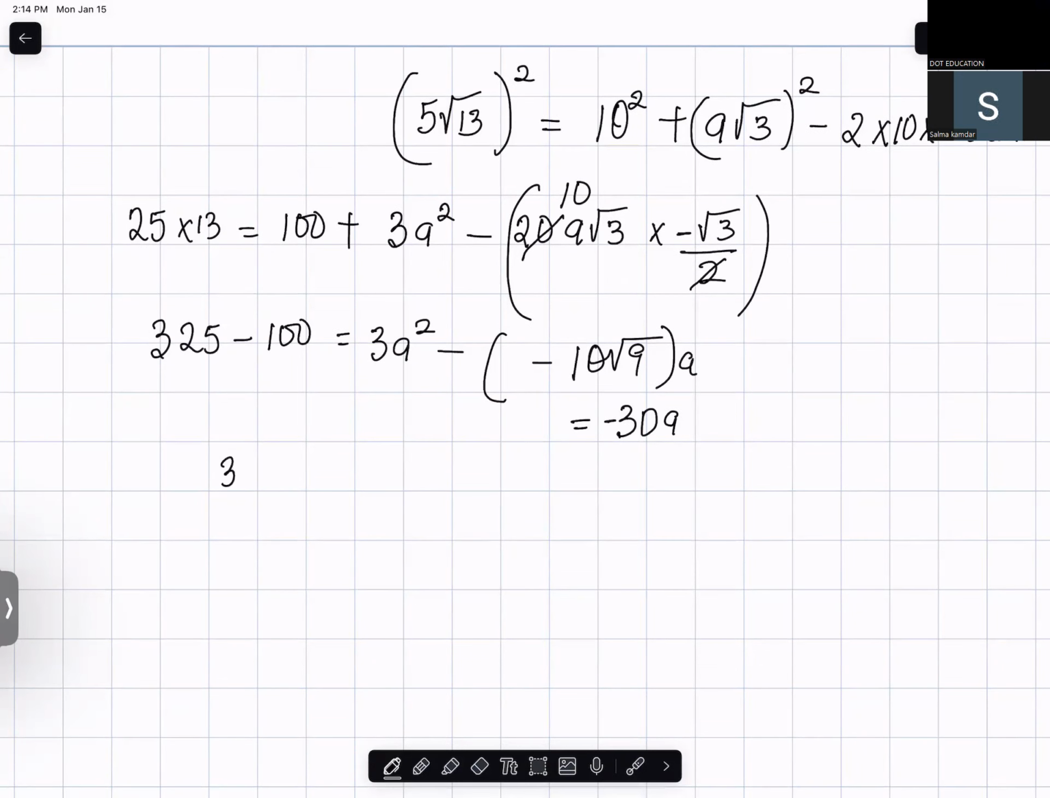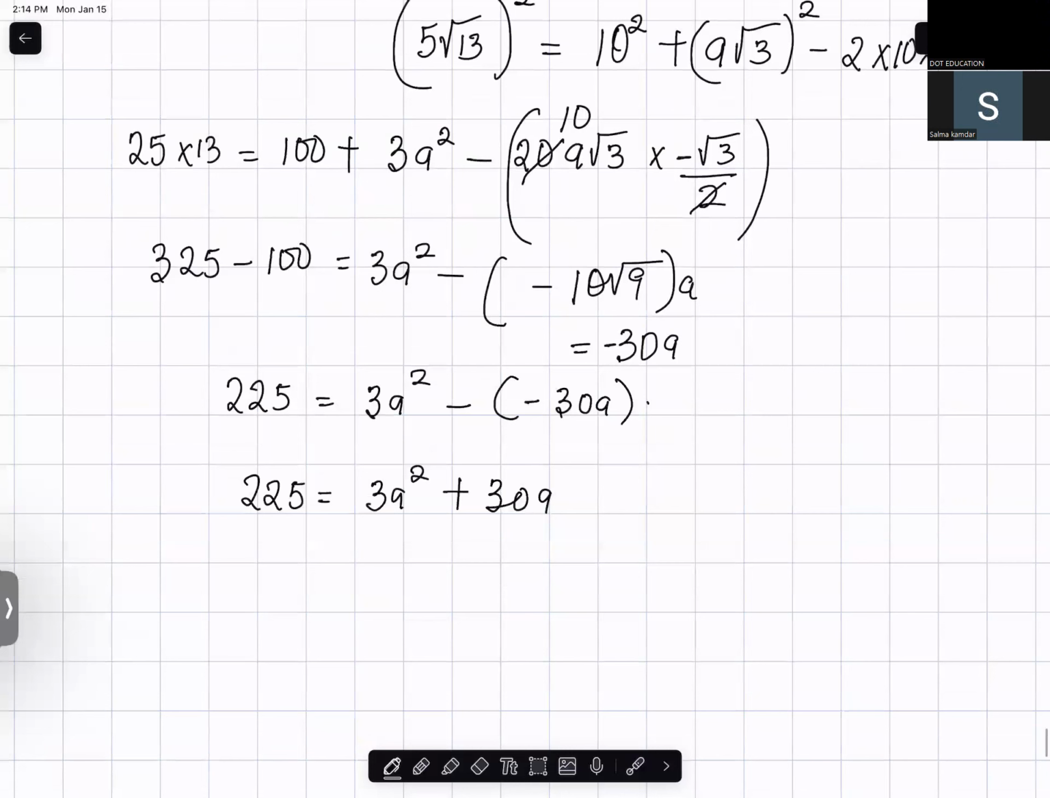I have 325 minus 100, which gives us 225 equals 3a squared minus 30a. So 225 equals 3a squared plus 30a. So I'm going to rearrange the formula to have my quadratic equation. I have 3a squared plus 30a, move 225 over, it becomes minus 225 equals 0.